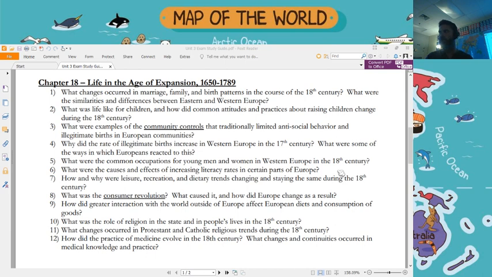So, number three, what were examples of the community controls that traditionally limited antisocial behavior and illegitimate births in European communities? Community controls usually apply to village life, places where the population was still relatively small and immobile, where people stayed in the village, everyone knew each other, and basically you had a lot of social pressure on people to get married, especially if a woman became pregnant.